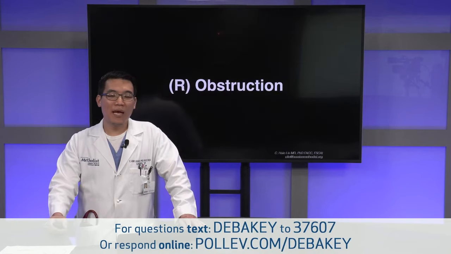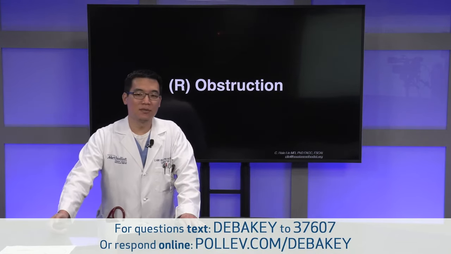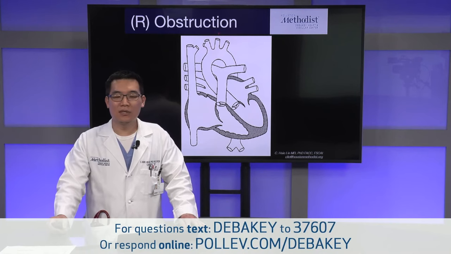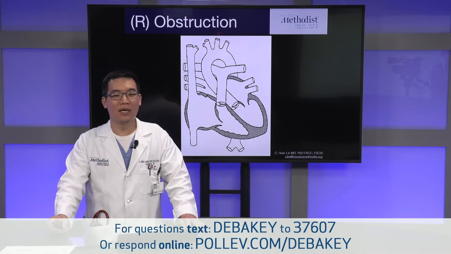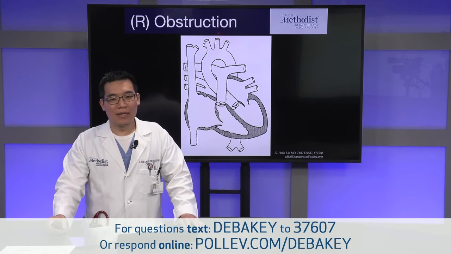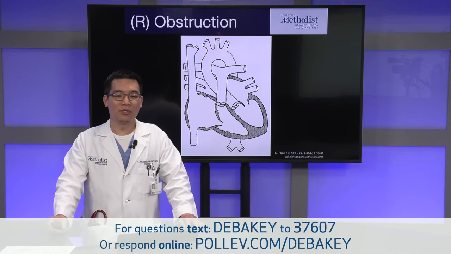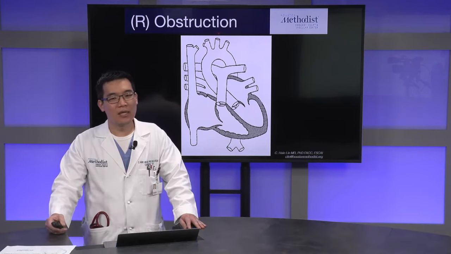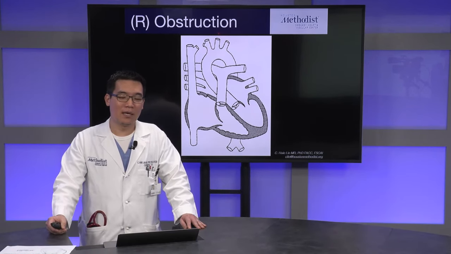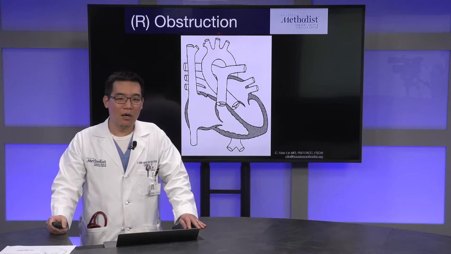So with that, let's move on to the right-sided lesions. One of the most important things that we talk about in adult congenital heart disease is that once you identify one lesion, you need to start looking for other lesions that come in those families. So once you start seeing a right-sided lesion of some kind, whether it's obstruction versus regurgitation, that's a patient that you really need to hone in on all the other parts of the right side of the heart to see if there are other associated lesions.